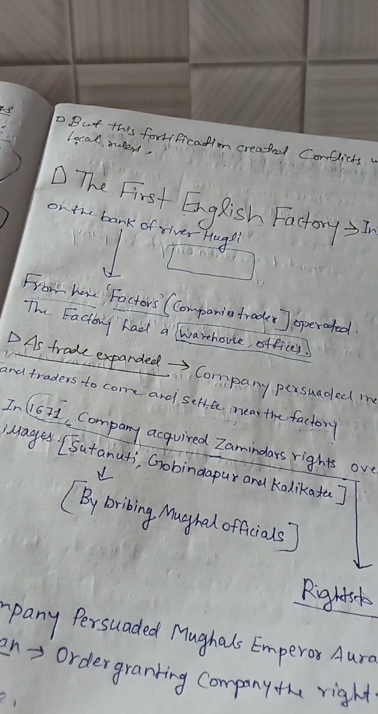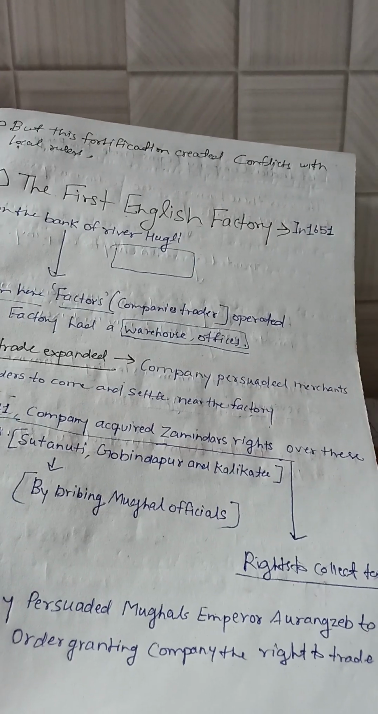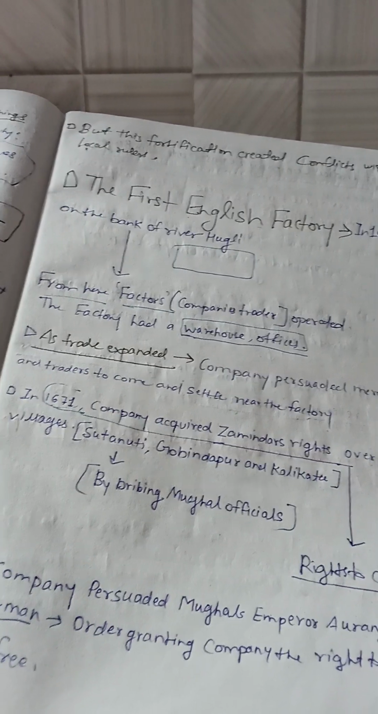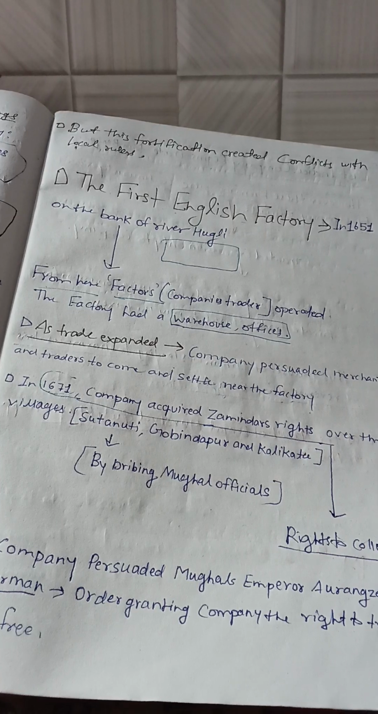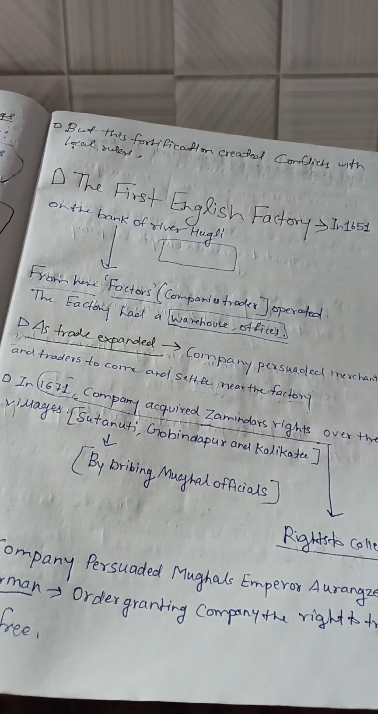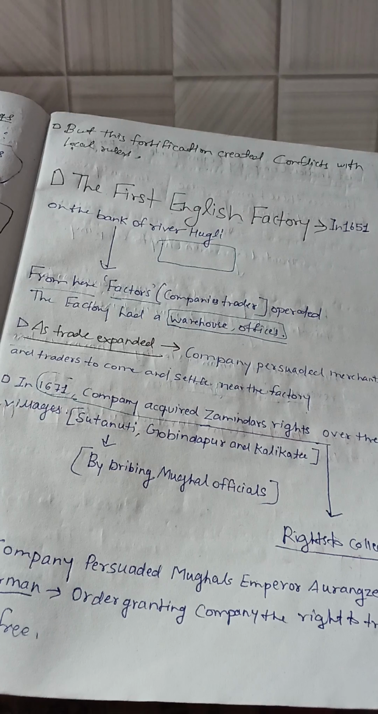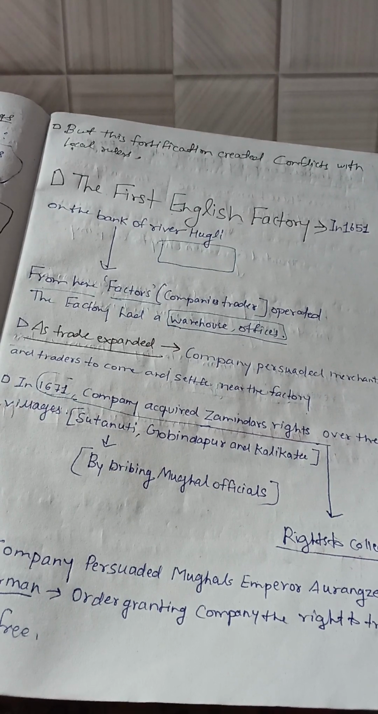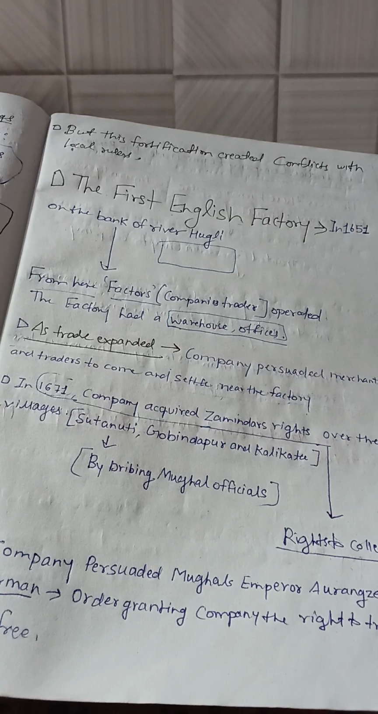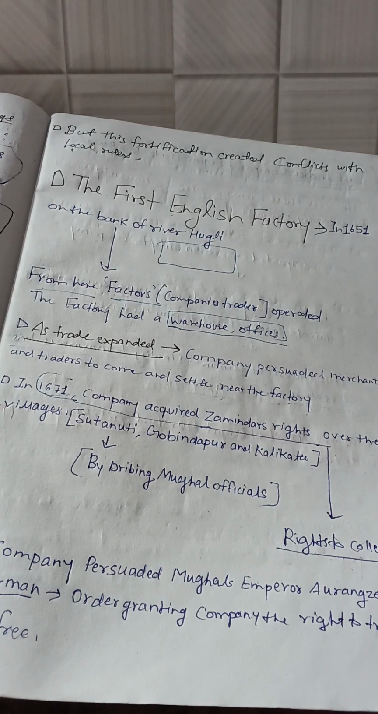As trade expanded, the company persuaded merchants and traders to come and settle near the factory, right? That means when the company was getting growth and better performance, it played a trick to make traders agree to settle near the factory. So in the year 1671, the company acquired zamindari rights over the villages Sultanati, Govindapur, and Calcutta by bribing the Mughal officials.